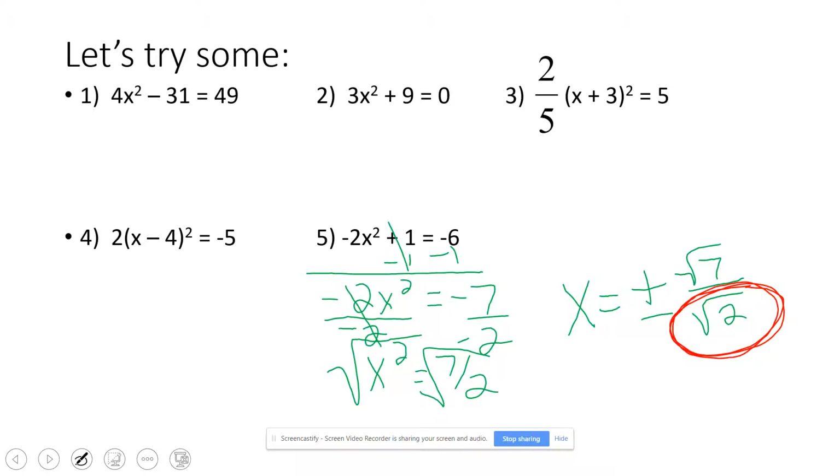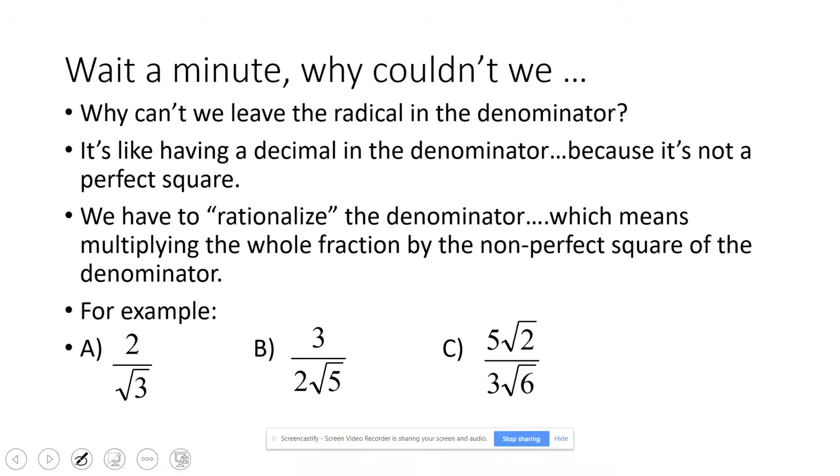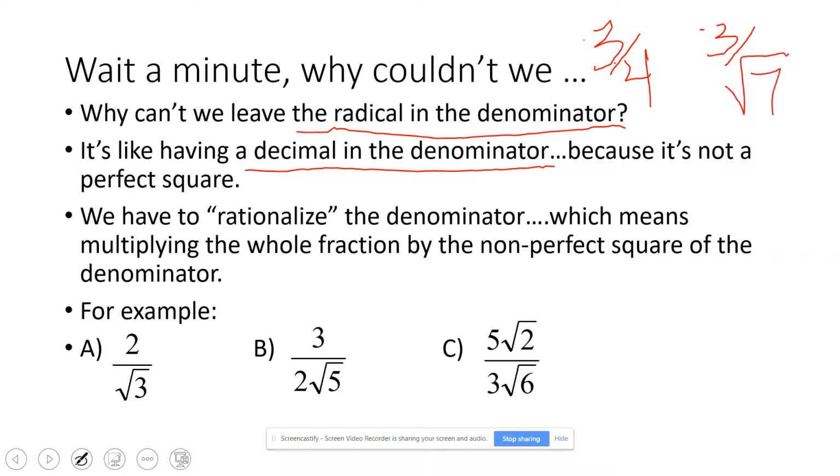So before we finish this, we have to talk about square roots in the denominator. We can't have a radical in the denominator because it's like having a decimal in the denominator. A non-perfect square is a decimal that goes on forever and ever. So if I have 3/4, well, I know how to get three pieces out of 4. But if I had 3 over radical 7, I don't know how to take 3 pieces out of radical 7 because radical 7 is some long decimal.